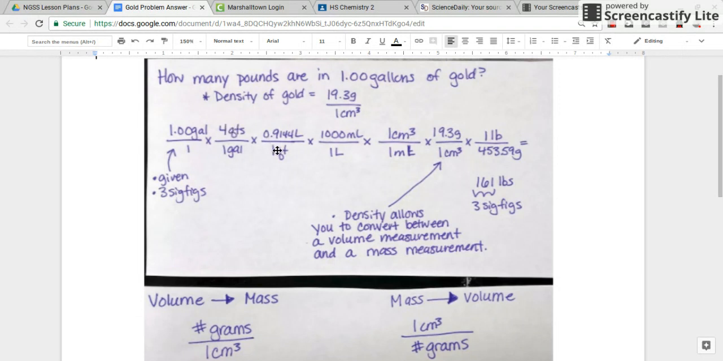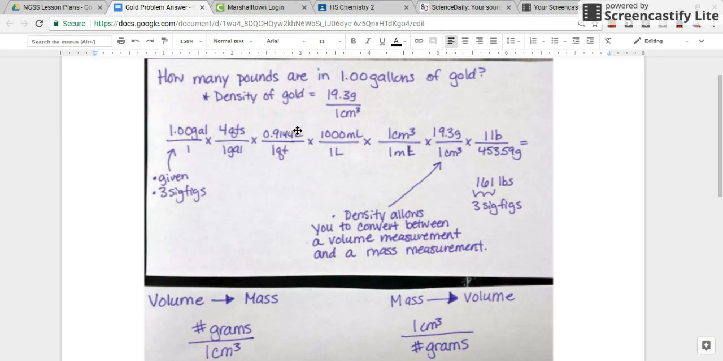Then I check my conversion list again, and I find that I can go from 1 quart to 0.9144 liters. I'm putting quarts on the bottom so that quarts can cancel. Remember that the units that are on the top of a fraction on the previous step have to go on the bottom on the next step.